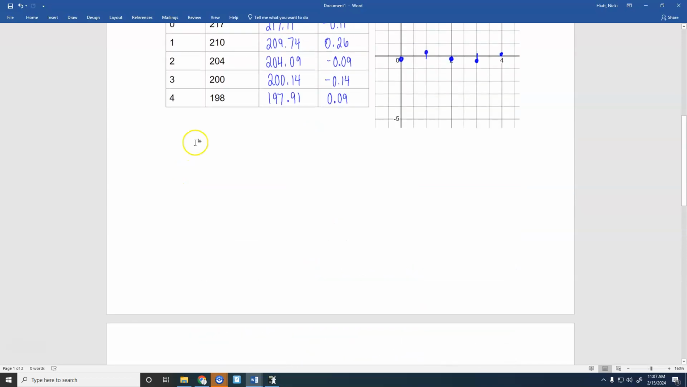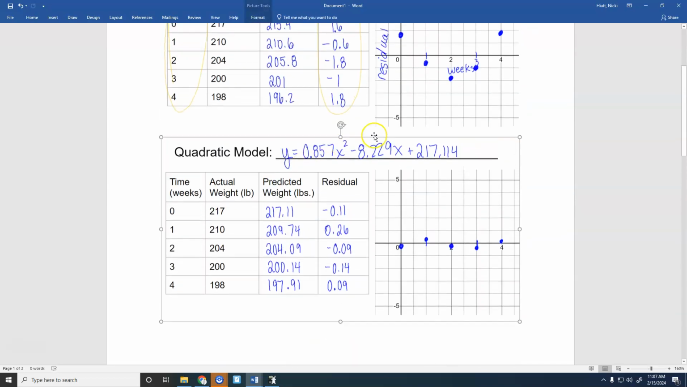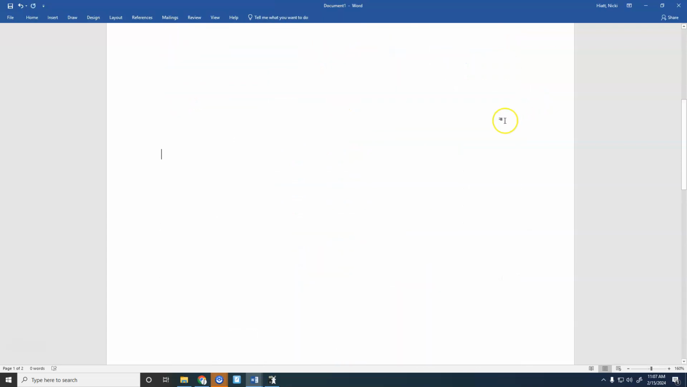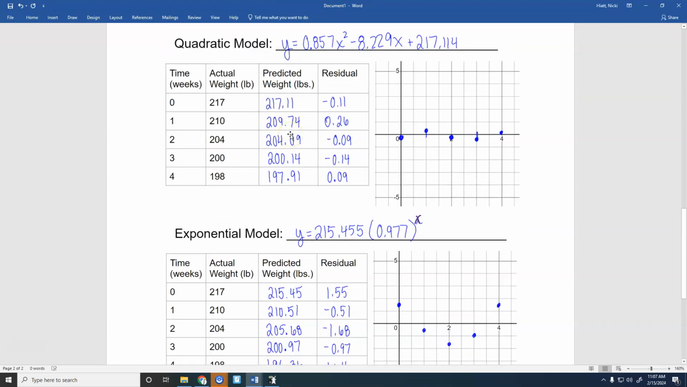Let me do this. I think I'll make it where they'll both show up on the same page. There we go. Or at least almost both show up on the same page. So, certainly, one thing we're looking at for residual plots is we want those residuals to be smaller. If they are bigger, that tells us that that does not match as good.